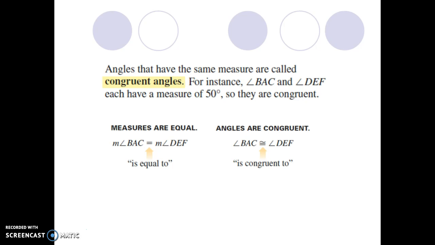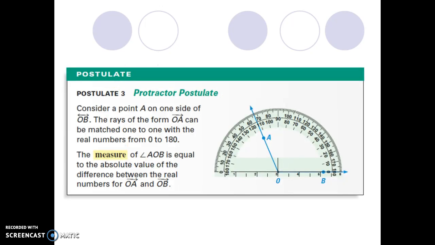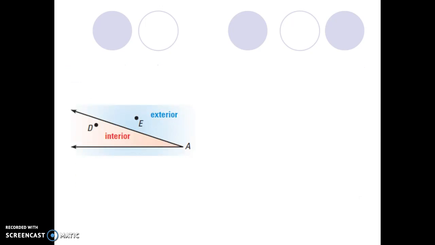So I could say measure of angle BAC equals 50 degrees, or measure of angle BAC equals measure of angle DEF. That would be talking about the values, the number attached to that angle. If I'm talking about the physical angle itself, the figure, I say the angles are congruent. Now we drop the m in front because we're not talking about a measurement, we're talking about the angle itself, and we use a congruent symbol versus the equal sign. Again, we'll get to protractors in class.